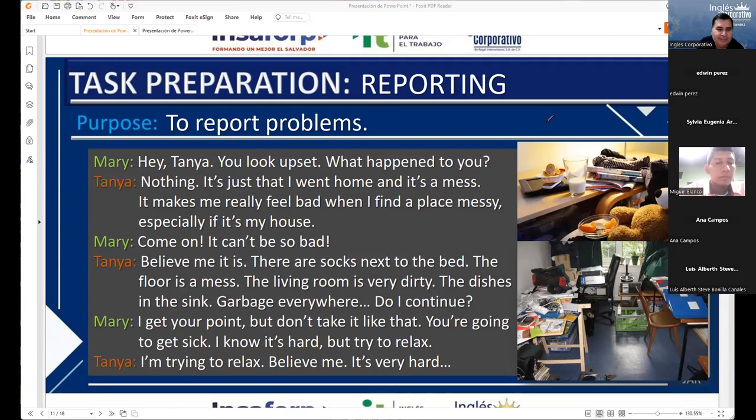Believe me, it is. There are socks next to the bed. The floor is a mess. The living room is very dirty. The dishes in the sink. Garbage everywhere. Do I continue? I get your point. Entiendo tu punto. I get your point. But don't take it like that. No lo tomes así. You're going to get sick. I know it's hard. Try to relax. I'm trying to relax. Believe me, it's very hard.